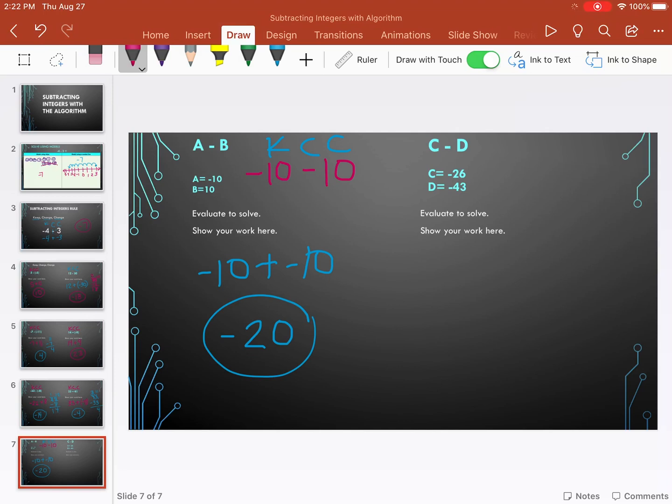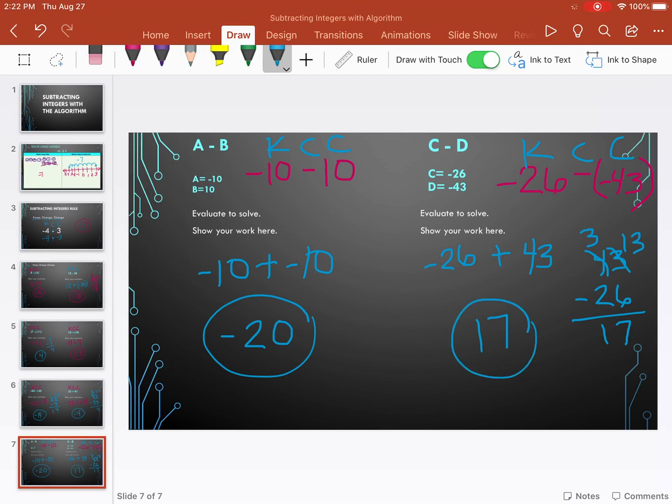Okay, now the next one, I'm going to substitute these numbers in. So C was negative 26, minus D, D was negative 43. All right, and then we can keep, change, keep negative 26, change that to addition, and change my negative 43 to positive 43. Now let's follow our rules. So different sign, subtract. 43 is larger, so 43 minus 26. Go ahead and borrow. Looks like I get 17. Keep the sign of the larger number. The larger one is the positive 43, so positive 17 is my answer for this one. And that is it. Okay.